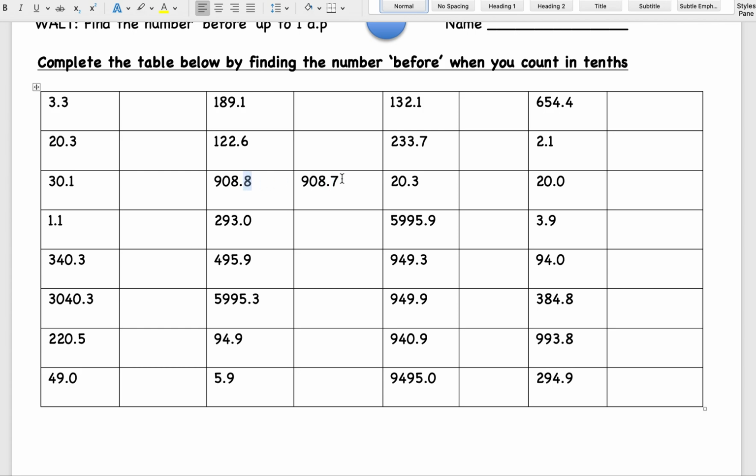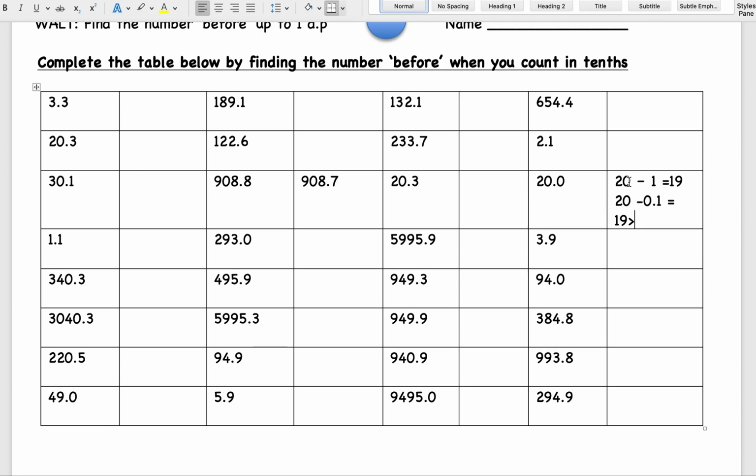Now there are some more challenging questions here. The ones I would like to draw your attention to are 20 here. Obviously you can't take away a tenth from 0, so you have to go across the tens barrier. So if you think, for example, 20 take away 1 equals 19, or 20 subtract 0.1, what would that be? I'll give you a clue. It will be 19 point something. That'll be similar for this question down at the bottom, and I think that's the rest, or here on 49 as well. So that's circles work today.